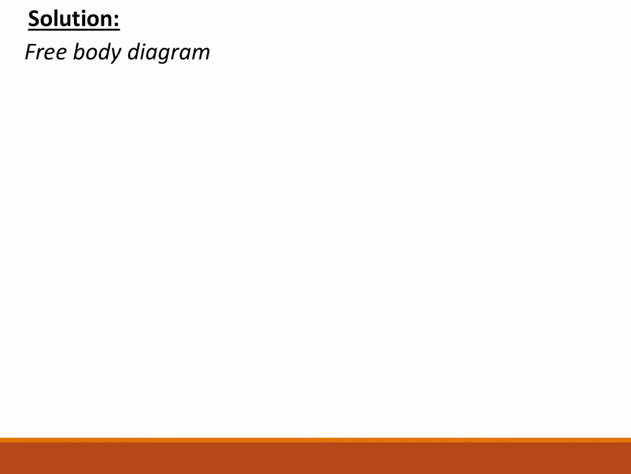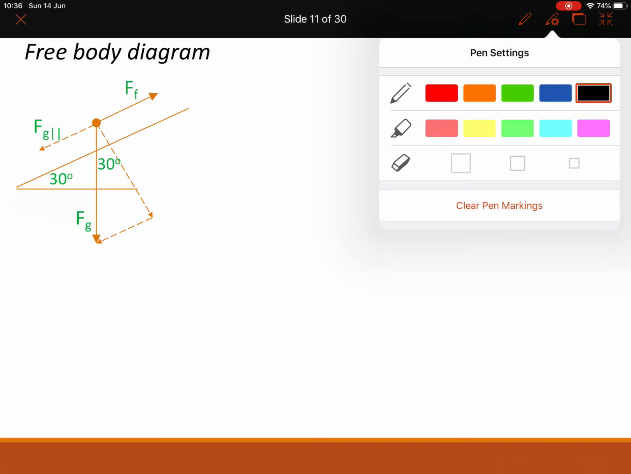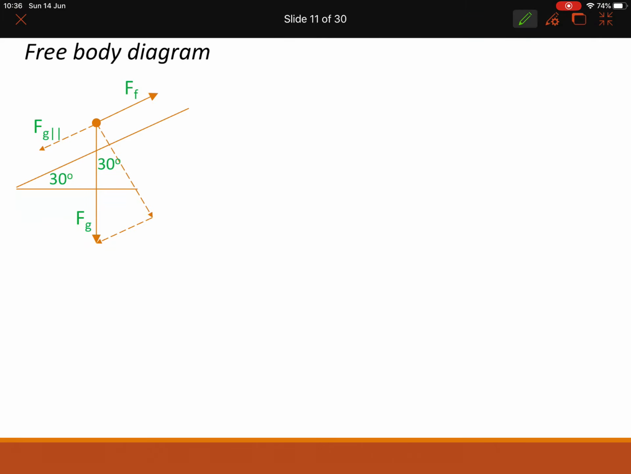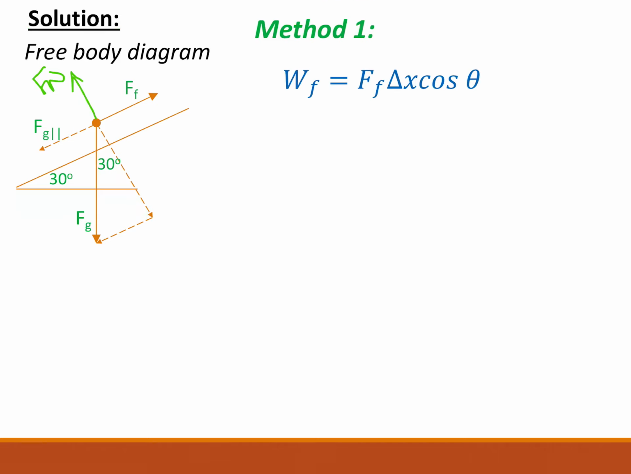So the first thing, please, a free body diagram is incredibly useful because a free body diagram allows us to know how the forces are acting. So there's the free body diagram. Of course, I have left out a force, which is over here, which is Fn, but I left it out because it acts at 90 degrees to the motion. It's not going to do any work. Okay, so first method, we're going to calculate the work done by each of the forces.